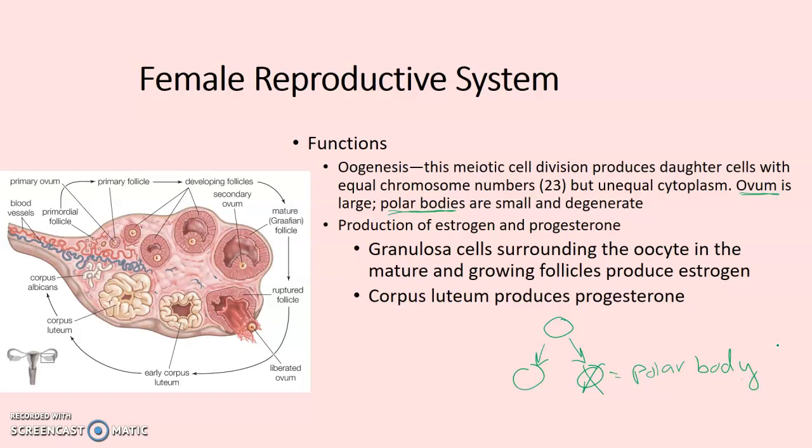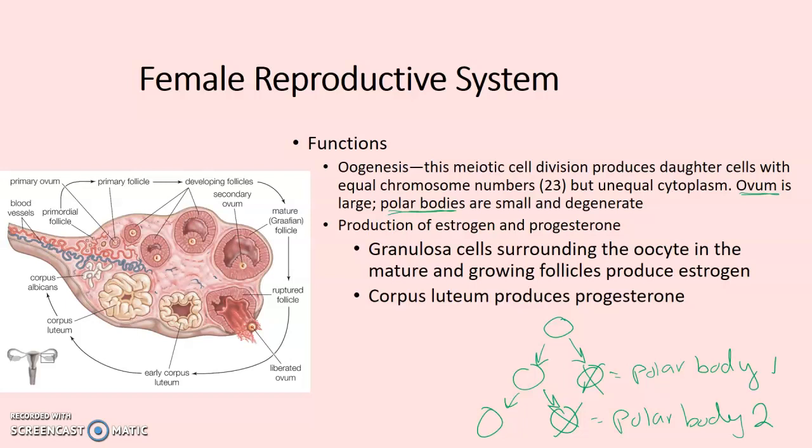If you take my Bio 9 class, we talk about that a little bit. So that'll be polar body 1. And during this meiotic division, this will be polar body 2. And these are the cells that become reabsorbed and degenerate in the body.